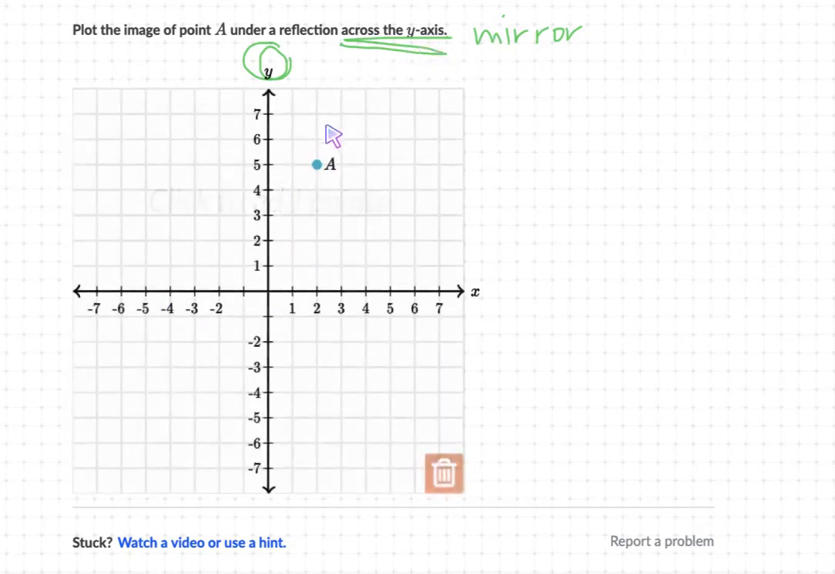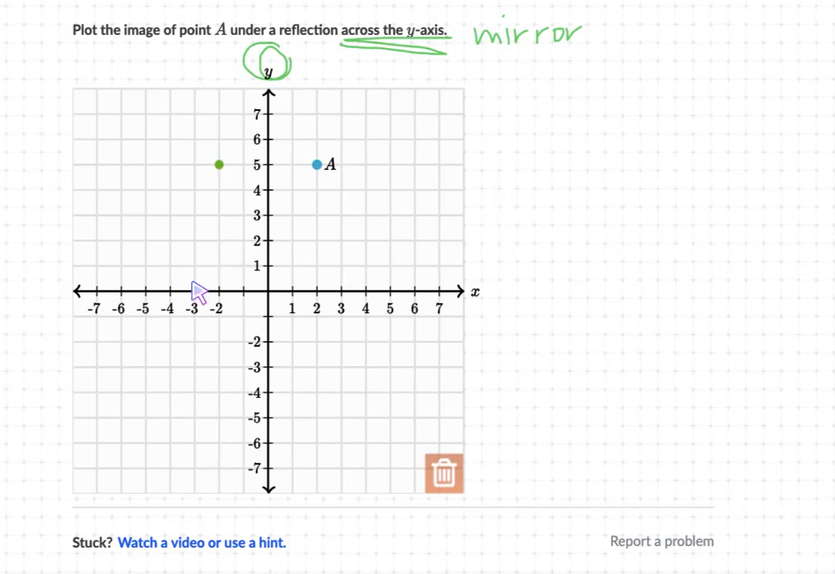So if it were the y-axis, remember I have to keep the same distance. So this is 2 spaces away from the y-axis, the line of reflection. So in order to plot its image, I'm going to also have another point on the other side that is 2 spaces away from the y-axis. So this right here is your image of point A under a reflection across the y-axis. So if I were to pretend like this is a sheet of paper and I fold this paper in half, this new image should land right on top of the old image.